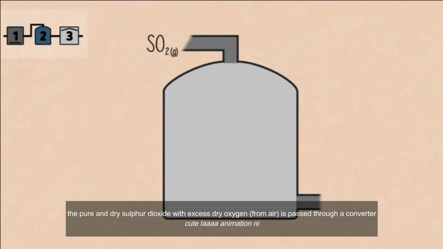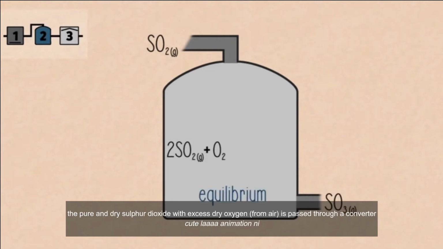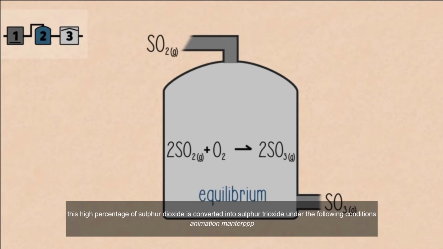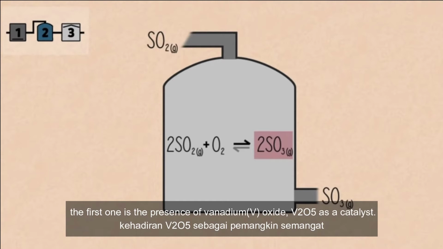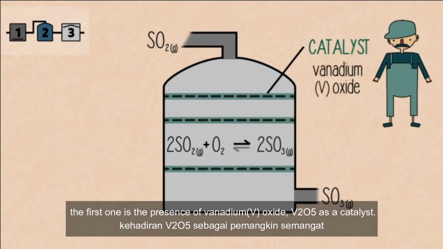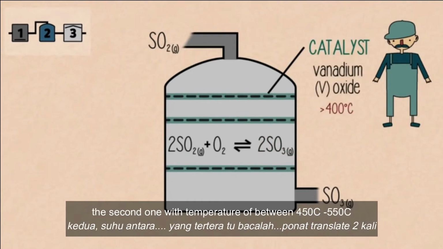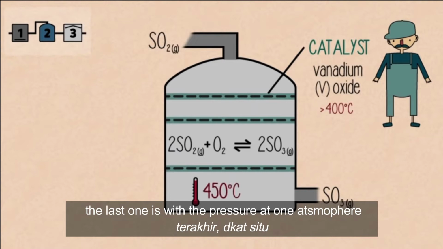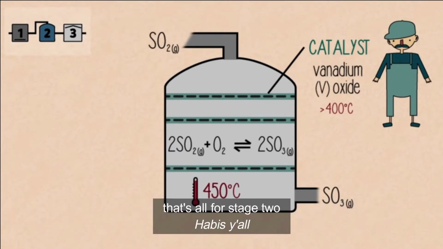The pure and dry sulfur dioxide with excess dry oxygen from air is passed through a converter. A high percentage of sulfur dioxide is converted into sulfur trioxide under the following conditions. The first one is the presence of vanadium oxide as a catalyst, and the second one is a temperature between 450 degrees and 550 degrees. The last one is a pressure of 1 atmosphere. That's all for stage 2.